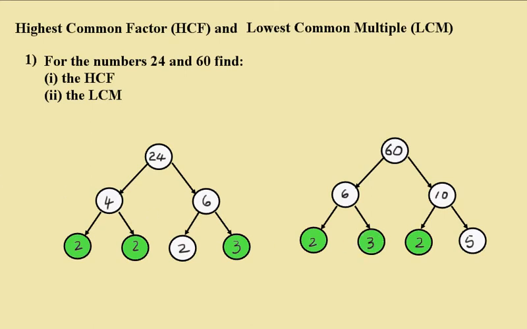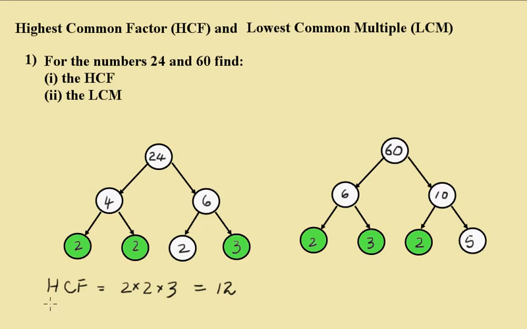Right, now, the highest common factor, or the H.C.F, is what's common between these two numbers. And clearly that's the 2 here and a 2 here, a 2 here and a 2 there, and of course the 3. In other words, it's 2 times 2 times 3. And that gives you the highest common factor, which is 12. Now that's the largest number that will divide into 24 and into 60.